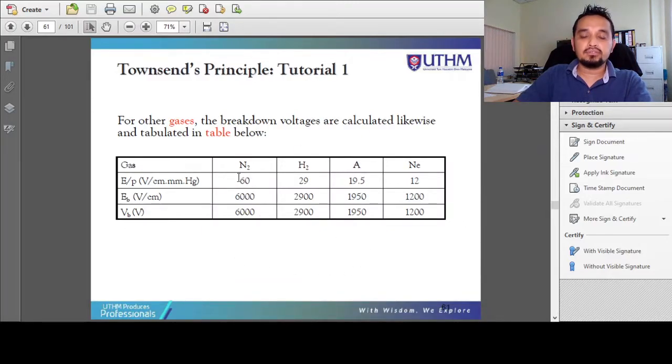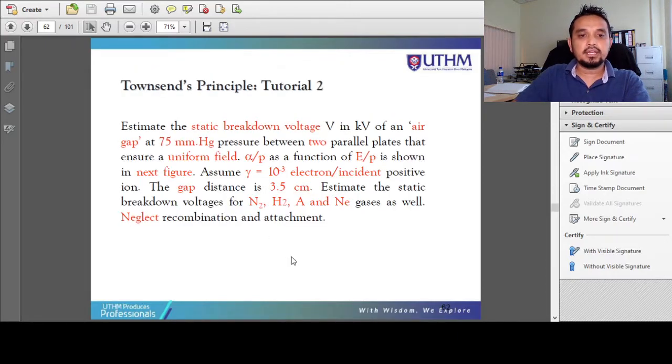So you may try to calculate by yourself and cross check these values, whether you get the same value or not. Okay, these are the checkpoints. I don't want to describe this further because it's just the same. And then next, example 2. Again, the same formula, static breakdown.